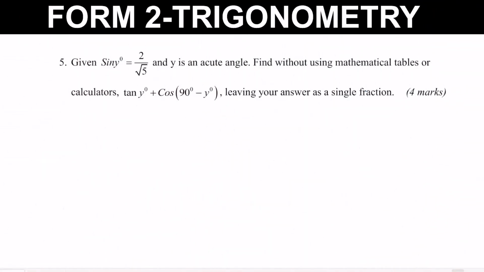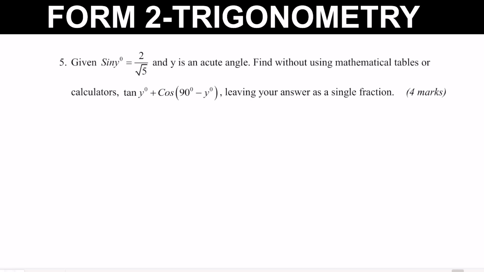Welcome. Let's solve this question on Trigonometry Form 2. Given that sine y degrees is equal to 2 divided by root of 5 and y is an acute angle, find, without using mathematical tables or calculators, tan of y degrees plus cosine of 90 degrees minus y degrees, leaving your answer as a single fraction.